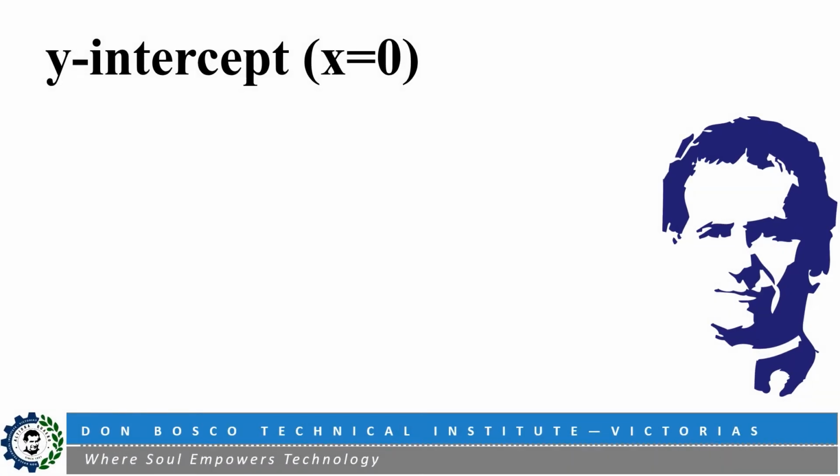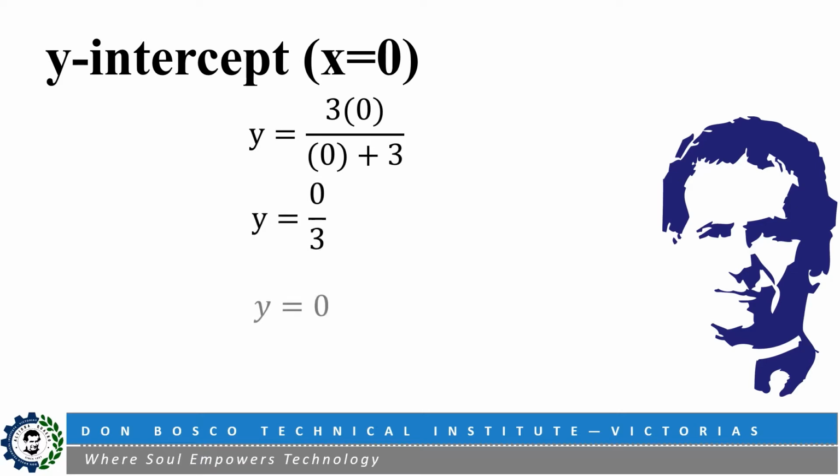We make all x's 0. So we have y is equal to 3 times 0 all over 0 plus 3. That's equal to 0 over 3, which is also equal to 0 again. The y-intercept is 0, 0. So that means that both the x and y-intercept are found on the origin.